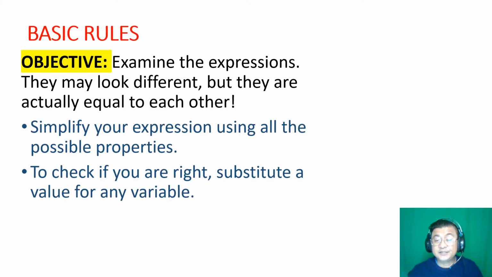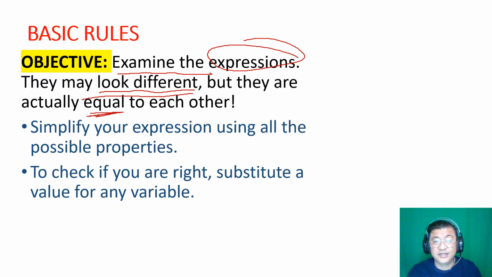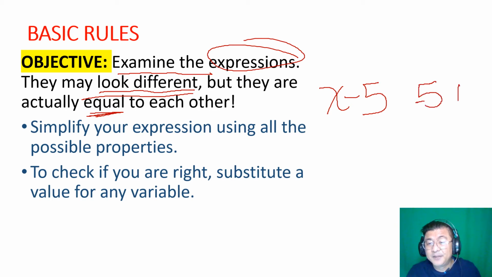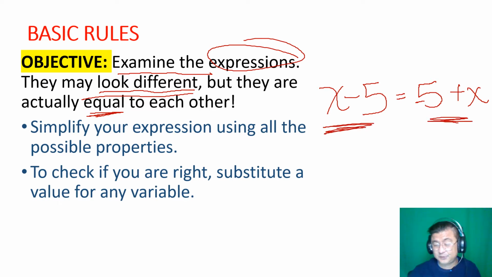So the objective of this lesson is to examine expressions. We will look at expressions. Yes, they may look different, but they are actually equal to each other. All right? For example, you see x minus 5. Don't be scared when you see negative 5 plus x. Guess what? They are the same. This expression is the same as that expression. Okay? How will I know that? Because of the properties that you've learned.